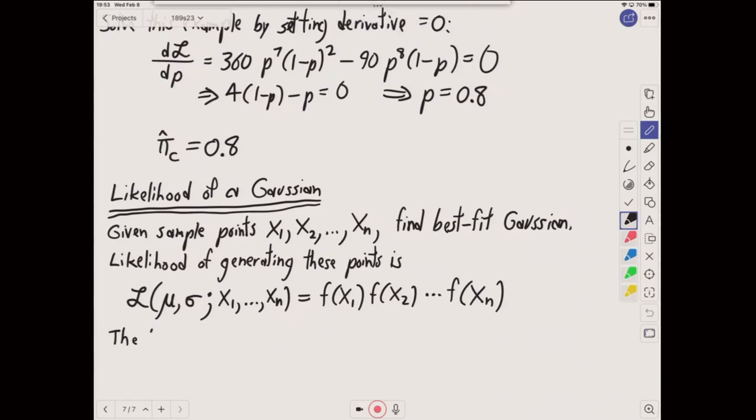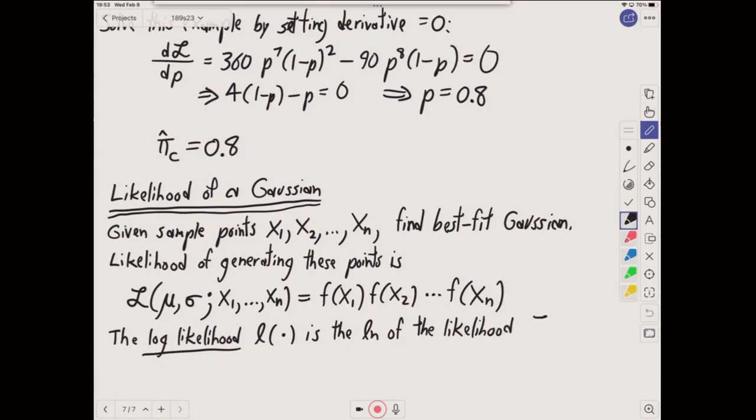So to maximize the likelihood, we're going to maximize something called the log likelihood, which is usually written little l with the same parameters. And that's just the natural logarithm of big L, the likelihood. And remember I told you earlier in this lecture that the logarithm is monotonically increasing for all positive numbers. Therefore, maximizing the likelihood is equivalent to maximizing the log likelihood.